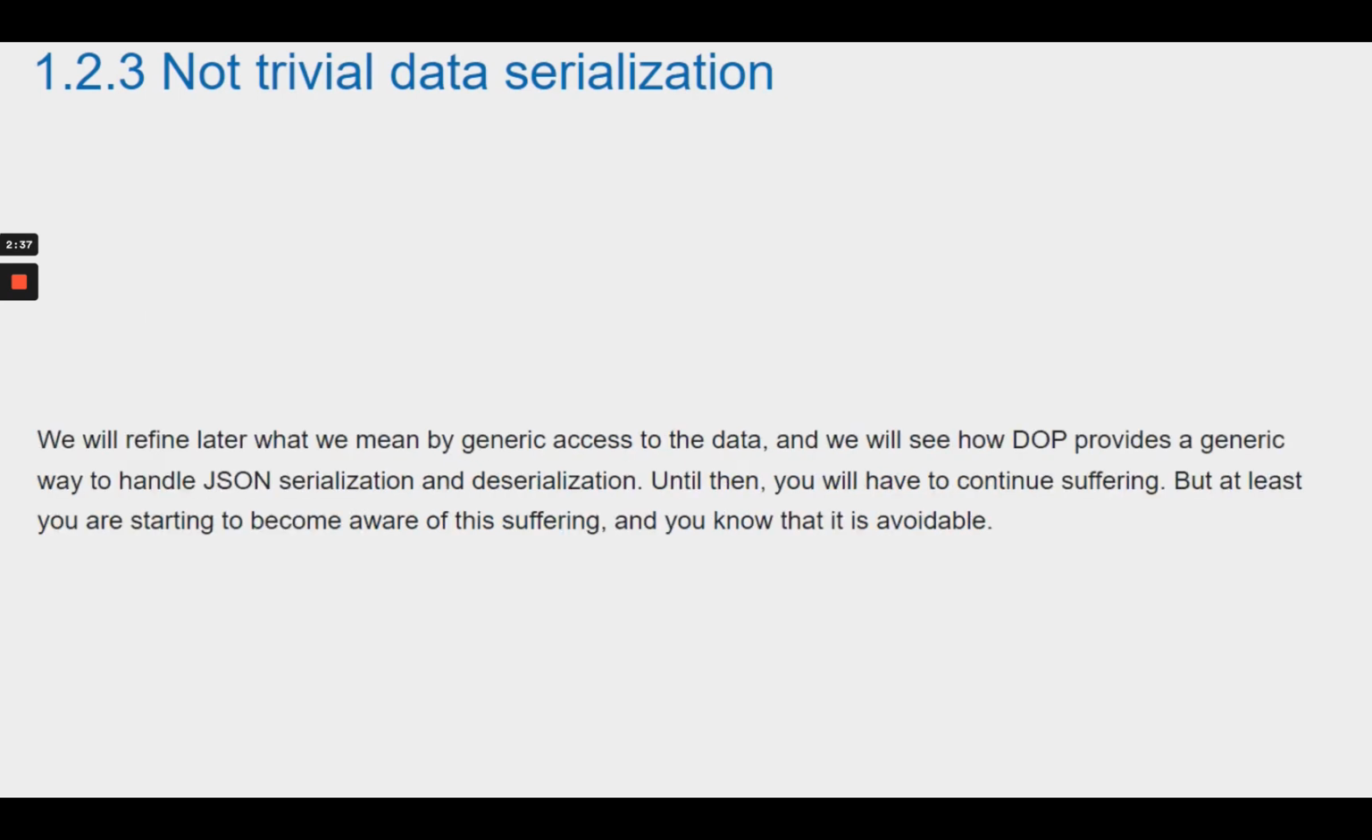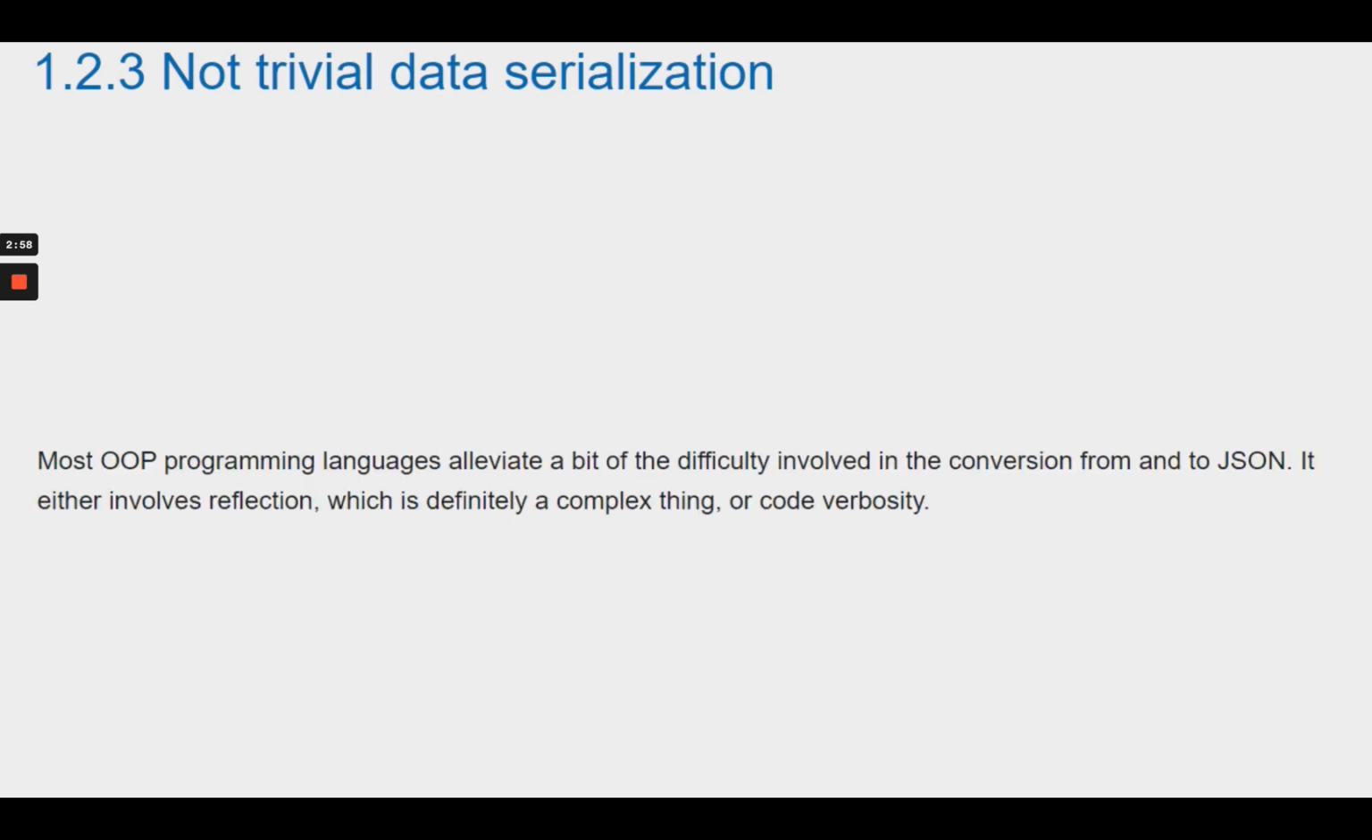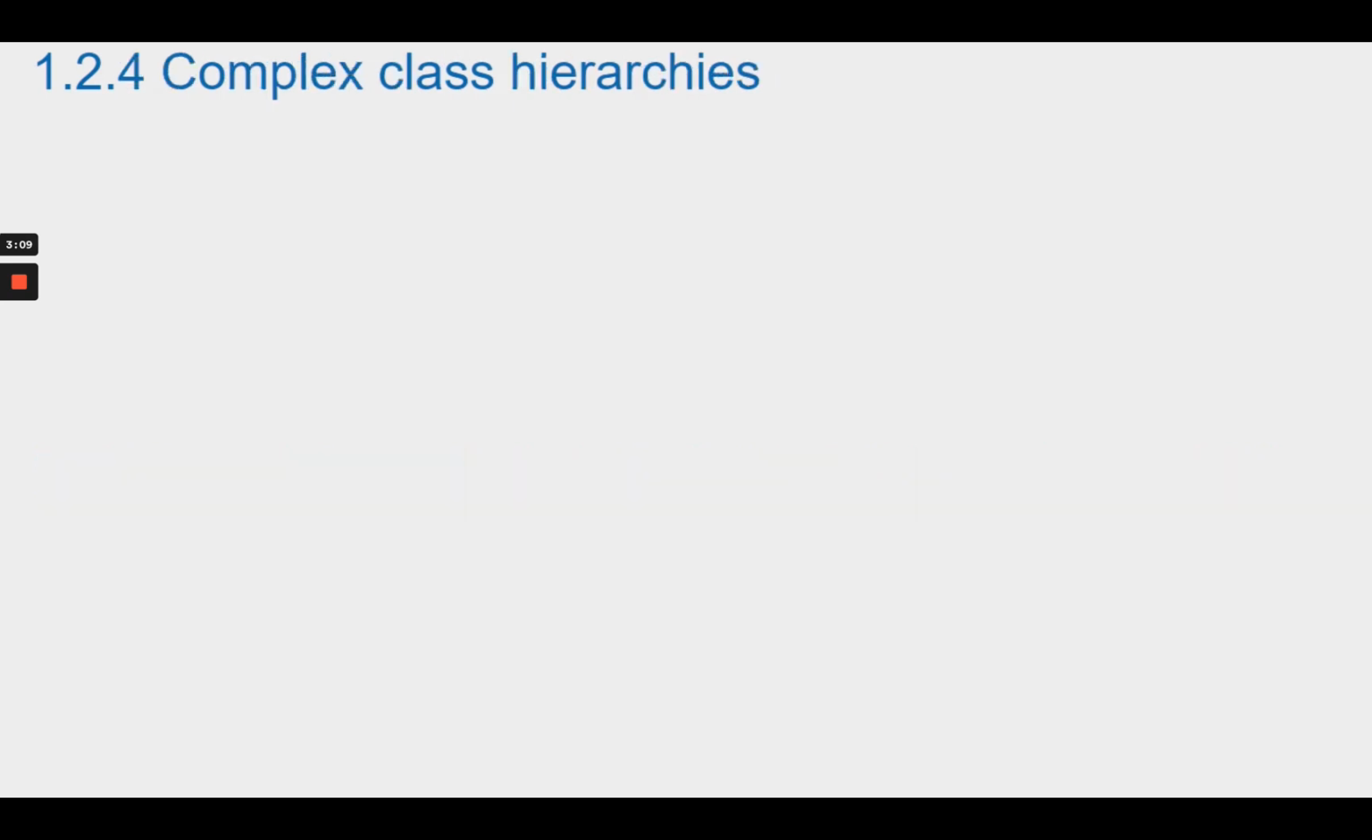We will refine later what we mean by generic access to the data, and we will see how DOP provides a generic way to handle JSON serialization and deserialization. Until then, you will have to continue suffering. But at least you are starting to become aware of this suffering, and you know that it is avoidable. Note: most OOP programming languages alleviate a bit of the difficulty involved in the conversion from and to JSON. It either involves reflection, which is definitely a complex thing, or code verbosity.